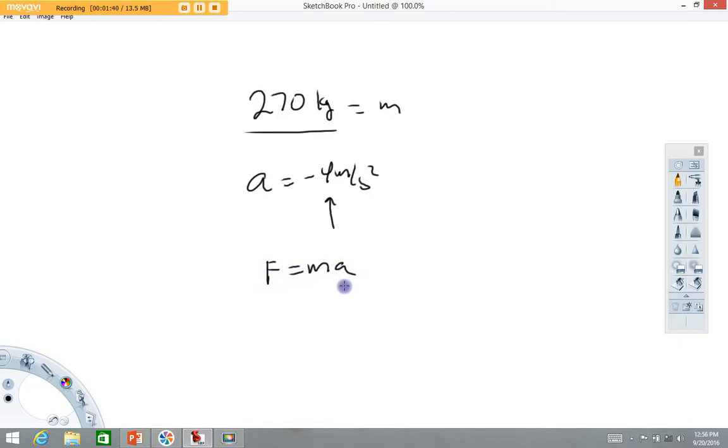Net force equals mass times acceleration. The mass is given, and so is the acceleration. You'll notice that if you follow the minus sign through, you'll get a negative number for the net force, and that just means opposite the direction that the motorcycle is going.